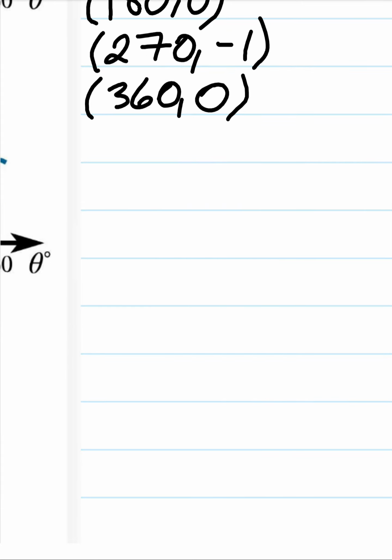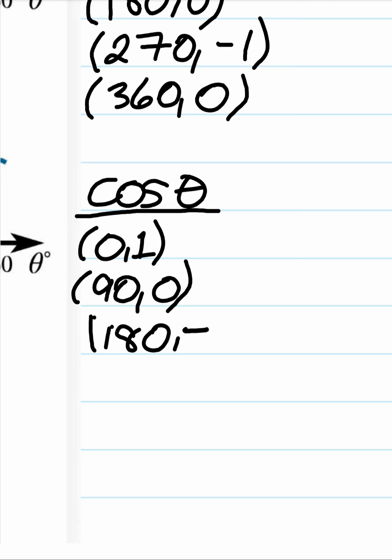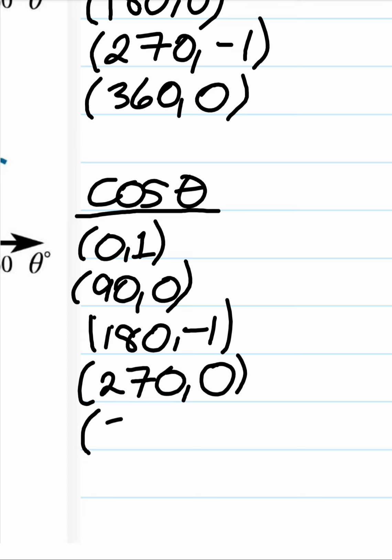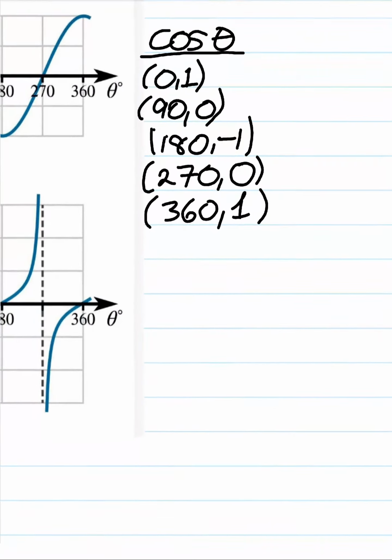Now let's look at cosine key points. The key points for a cosine graph are as follows. 0 gives an output of 1. 90 gives an output of 0. 180 gives an output of minus 1. 270 gives an output of 0 again. And 360 gives an output of 1. Again highlighting the periodic nature of cos.